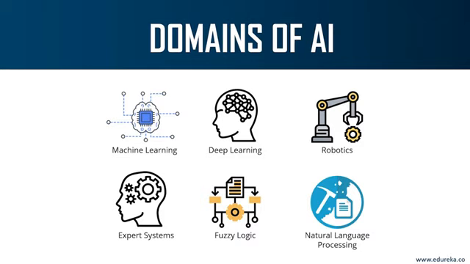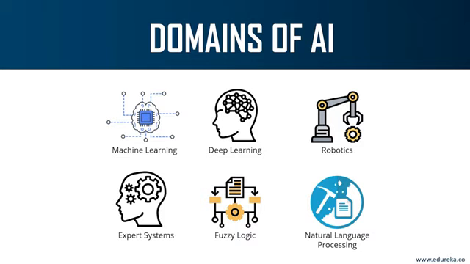Then we have robotics. Robotics is a branch of artificial intelligence which focuses on the different branches and applications of robots. AI robots are artificial agents which act in the real world environment to produce results by taking some accountable actions. I'm sure all of you have heard of Sophia. Sophia the humanoid is a very good example of AI in robotics.